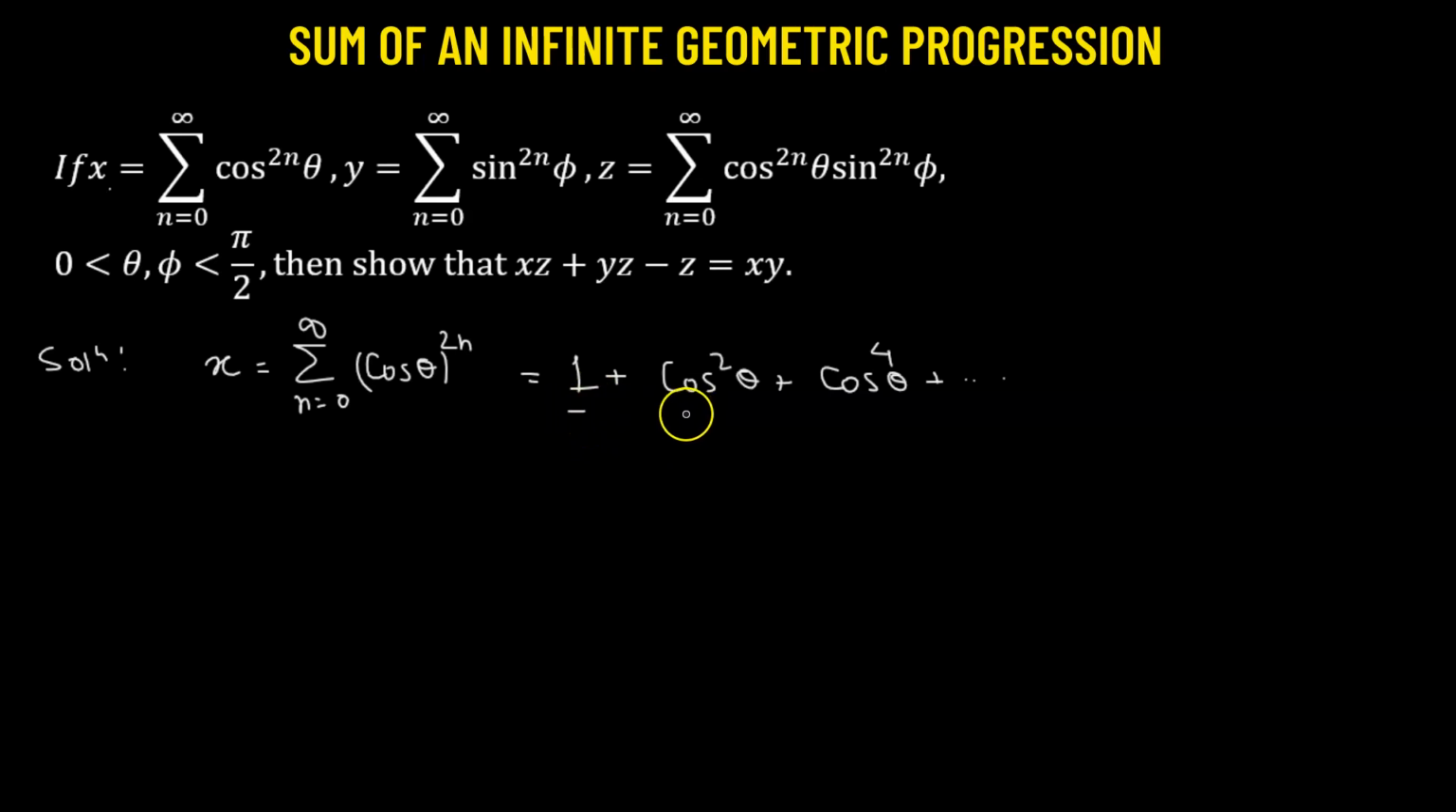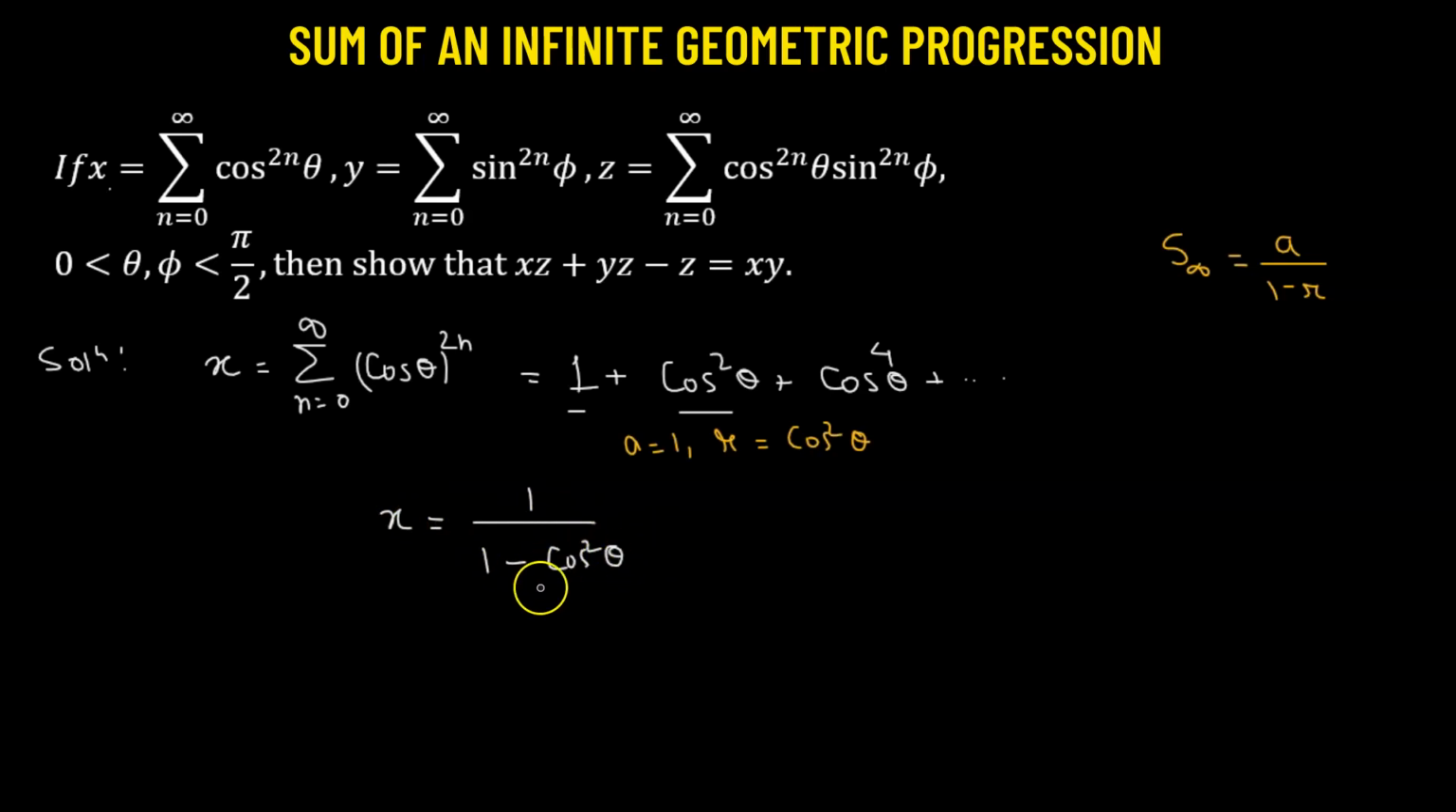Now clearly this is an infinite geometric series. Here the first term is 1 and the common ratio is cosine squared theta. So let's note that we have a equals 1 and the common ratio r is cosine squared theta. We know that whenever we have an infinite geometric series, the sum to infinite number of terms is given by a divided by 1 minus r. Using this formula, x will be equal to 1 divided by 1 minus r. So r is cosine squared theta. Now we know that 1 minus cosine squared theta is sine squared theta, so if we rewrite this equation, sine squared theta will be equal to 1 over x. So this becomes equation number 1, and we'll put it aside.